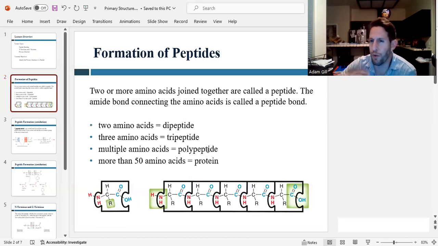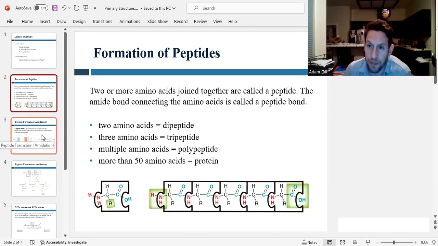And then it's kind of a gray area, but usually more than 50, we just call it a protein. But there is some overlap. Technically, any peptide is a protein, but we usually use the word protein for really big ones. And the shorter ones we tend to call peptides, but there's no hard line. They're kind of synonymous terms.